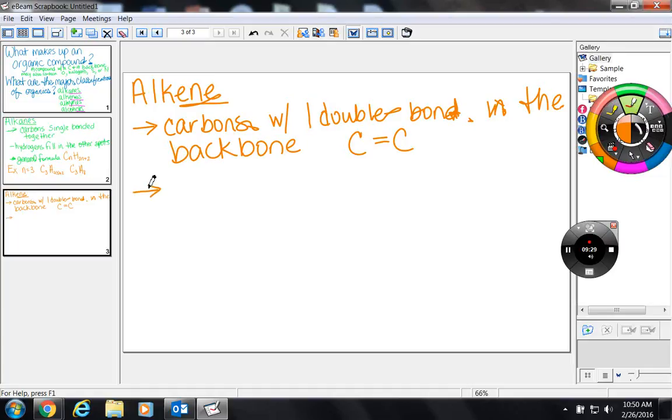Miss Penny, what is a backbone? What do you mean by that? Just a line of carbons put together. So like you'll hook all the carbons together and then you put hydrogens around it. All right? And then again, hydrogens fill the other spots.